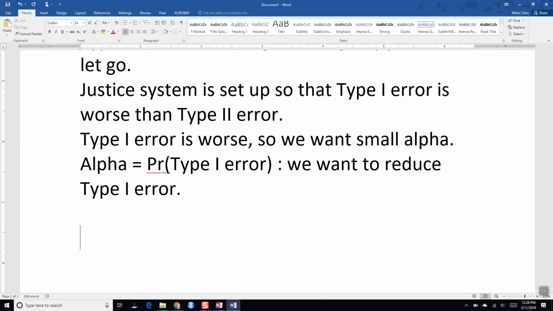So then what happens? So that means the only way the judge can completely avoid making type 1 error completely is to never convict anybody, okay? And then that's no longer a judge. That's a get out of jail free card, okay? So that's no good.